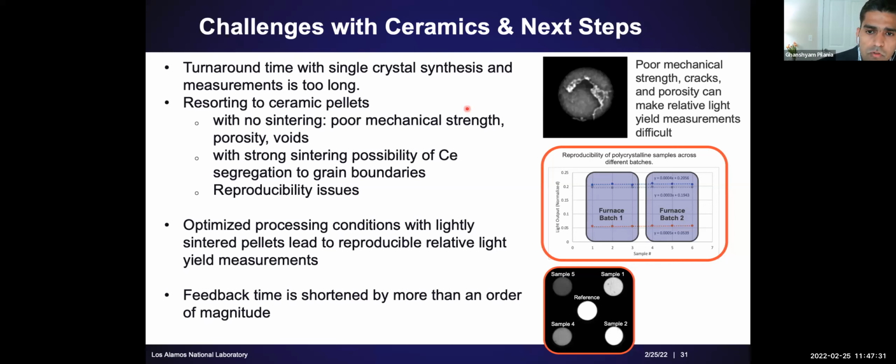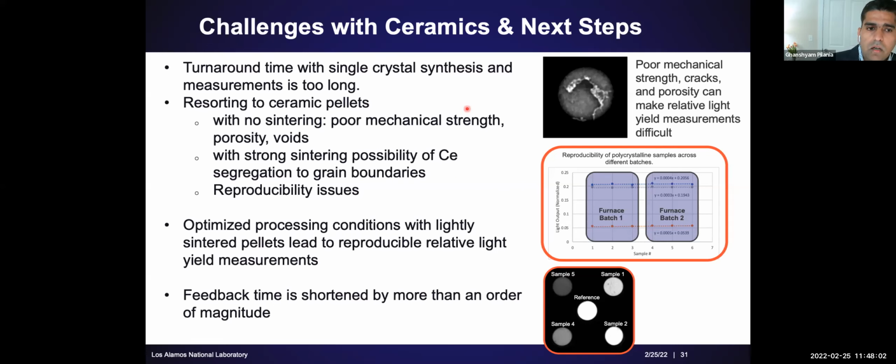If you sinter them too strongly, then there is a danger of cerium segregating to the grain boundary. Again, you can't reproduce your results. And so it took us some time to optimize these sintering conditions. It turns out that if you just use a lightly sintered pellet, in stage 2 sintering, you stop just before necking. That gives us enough mechanical strength. At the same time, the kinetics is not fast enough to allow cerium to segregate at the grain boundary.